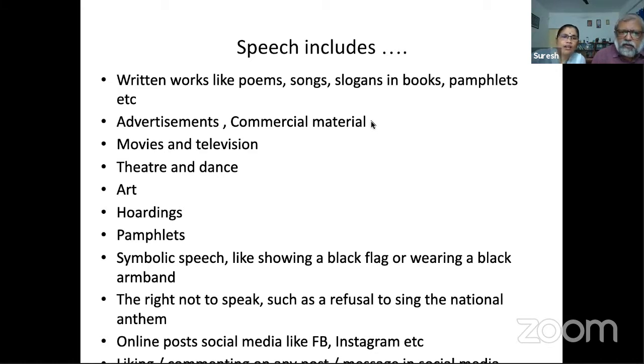Now, there is one other point which I think the slide, I do not know if it is visible. Now, the online social media posts on Facebook, Twitter, Instagram, all this is also part of your exercise of freedom of speech and expression. And today, clicking a like, clicking a thumbs up or a thumbs down, all these are your speech, and would be included in your exercise of freedom of speech and expression.